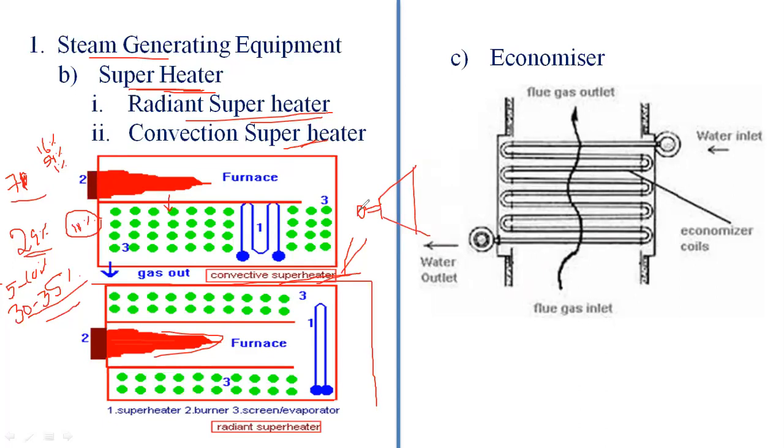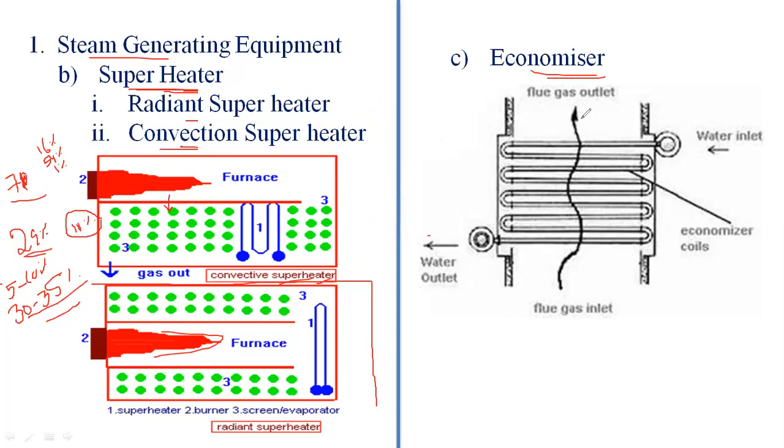The superheater is classified into two types: the radiant superheater and the convection superheater. But in all power plants, only the convection type superheater is preferred. The next one is the economizer. From the boiler output, the flue gases, that is 10%, would be wasted, so we reuse them in the superheater, the economizer, and the air preheater.